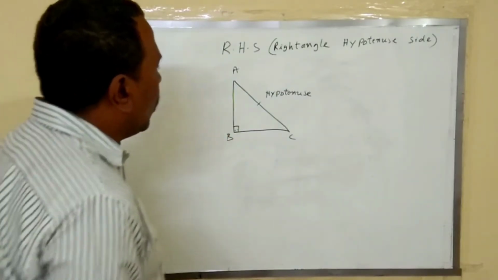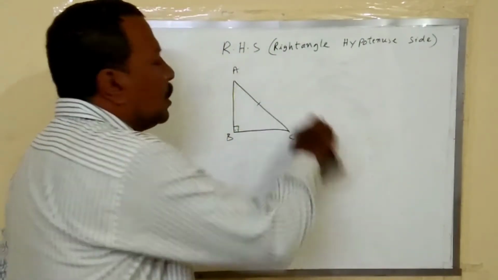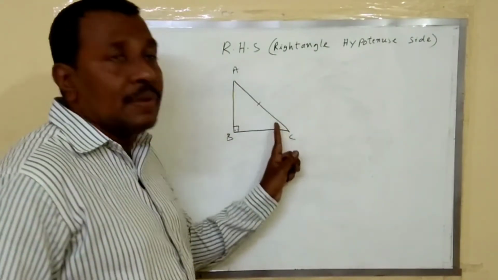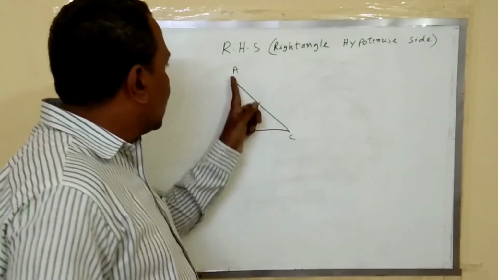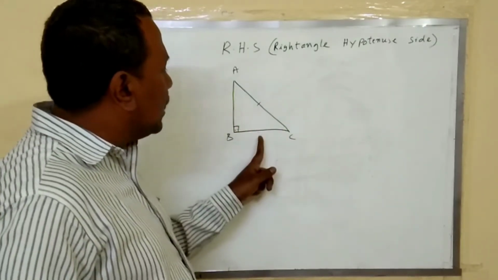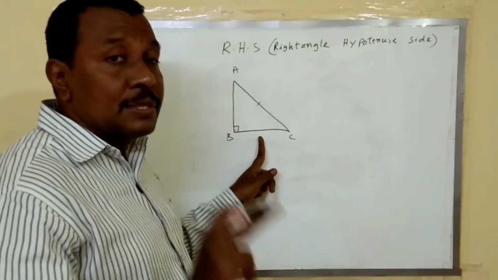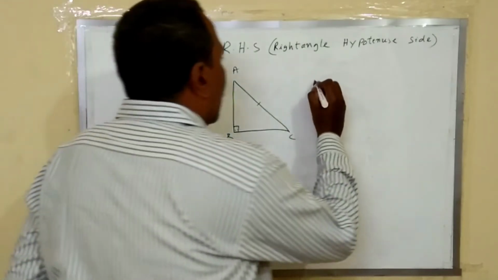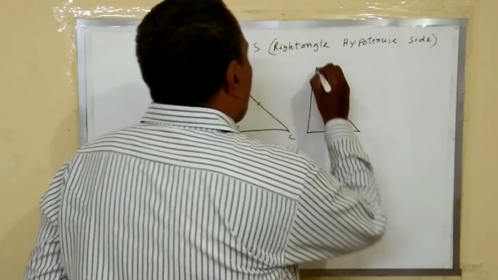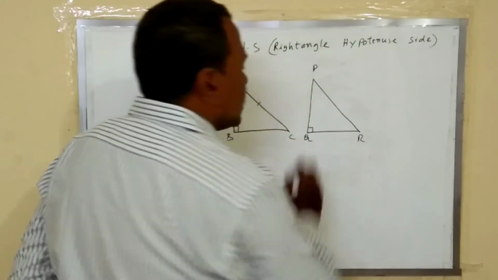Now to discuss RHS congruency, we need to take two right triangles. And one thing: the hypotenuse is always the longest side. AC, the hypotenuse, is always greater than AB and greater than BC. For any right triangle, the hypotenuse is always the longest side. Now I take one more right triangle, named PQR. Angle Q is a right angle.